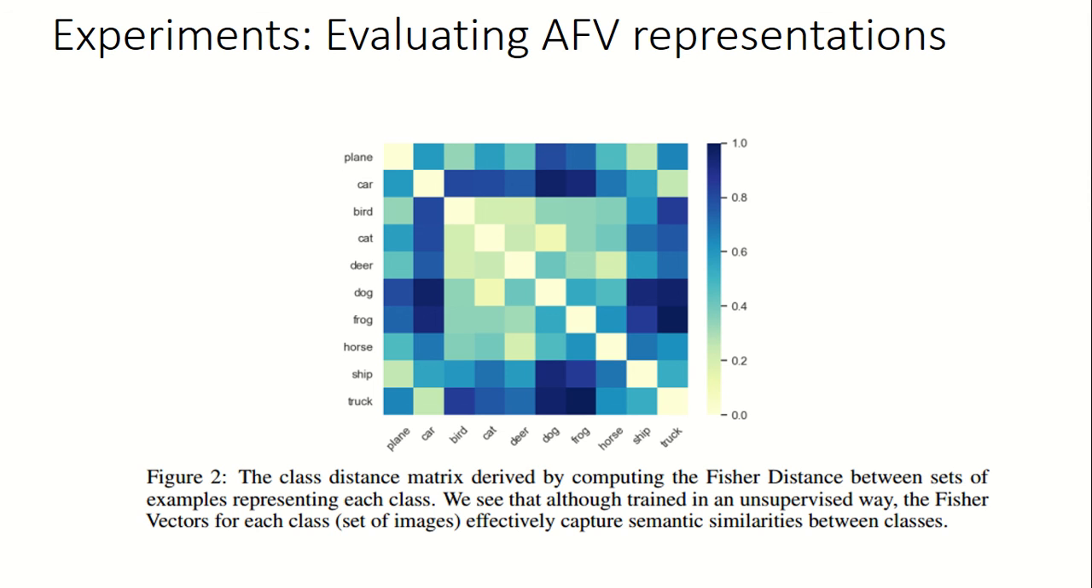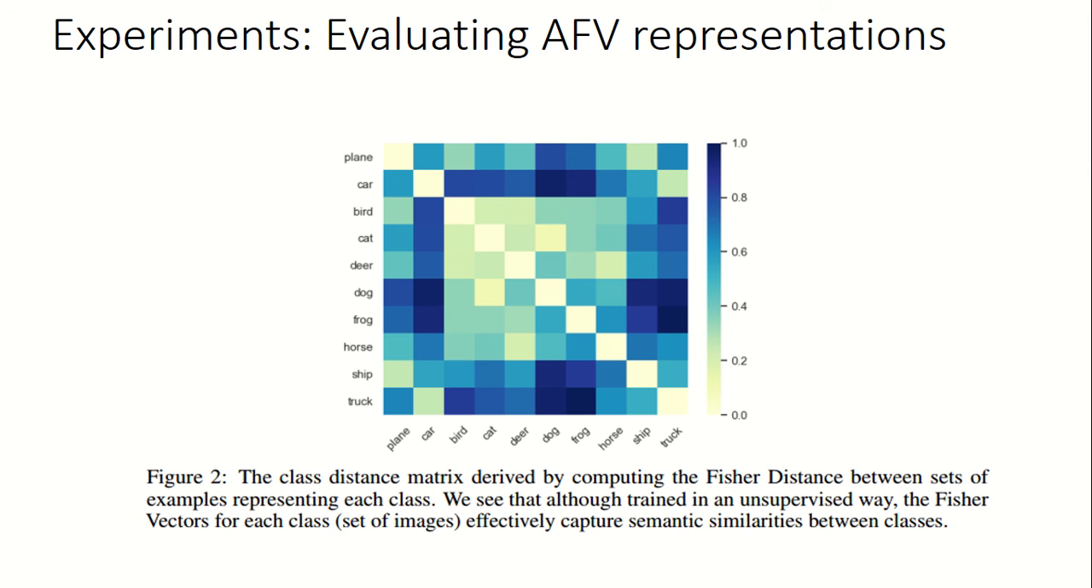So as I said, the adversarial Fisher vector concept can be extended to calculate distance between two sets. So the authors in this paper use this fact to calculate distance between sets of examples. So what are these sets? Here the sets are different classes after training the GAN.